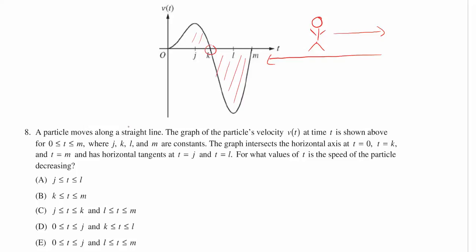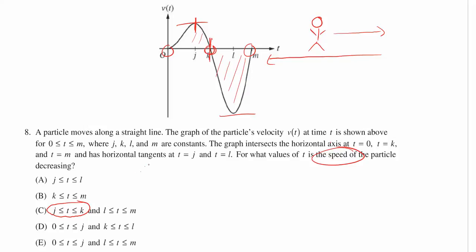The graph is shown from 0 to m, where j, k, and m are constants. The graph intersects the horizontal axis at 0 and at k, and at t equals m, and has horizontal tangents at j and l. For what values of t is the speed of the particle decreasing? They threw speed in there. So it's easy to see that the velocity is going down from here to here. From j to k for sure. So you've got to find something with a j to k.